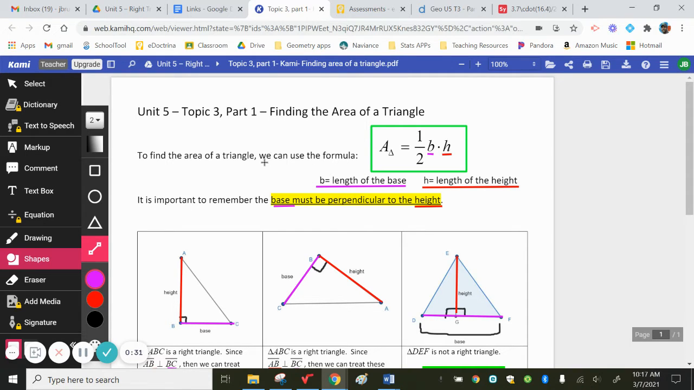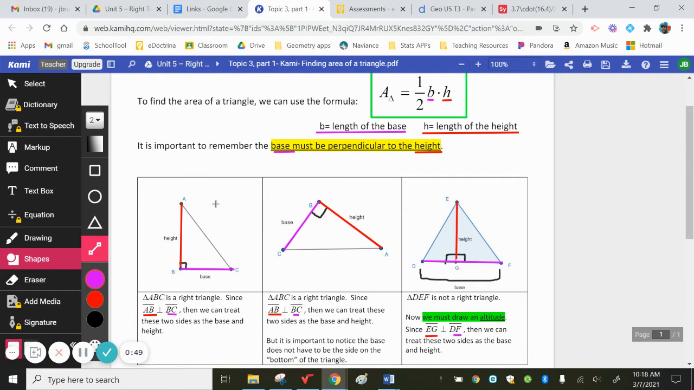What I had here is I kind of color coordinated. I'm going to call B the length of the base, and H the length of the height. It's important to remember that the base must be perpendicular to the height. We don't measure heights if they're not perpendicular. So there's 3 little cases that I put right here, and what we refer to as the base doesn't always necessarily have to be the side that's at the bottom of the triangle.